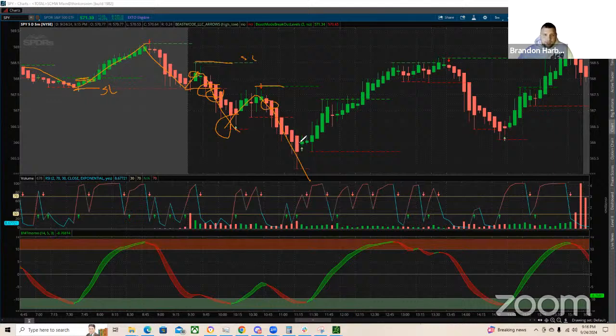High probability. Then price pushes up, right? Comes back down. It puts a high in right there. What happened right here? Did we break out or did we not? We actually broke out.